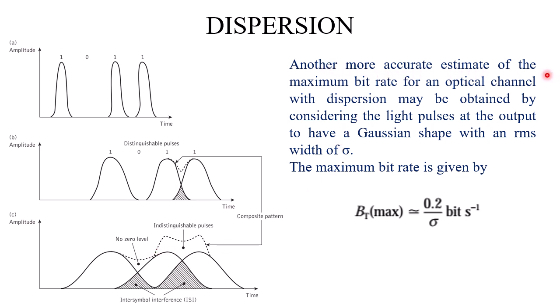Now, a more accurate estimate of maximum bit rate for an optical channel with dispersion may be obtained by considering the light pulses at the output to have a Gaussian shape with an RMS width of sigma. So the maximum bit rate B_T max is nearly equal to 0.2 divided by sigma bits per second. So this is another way of estimating the maximum bit rate.